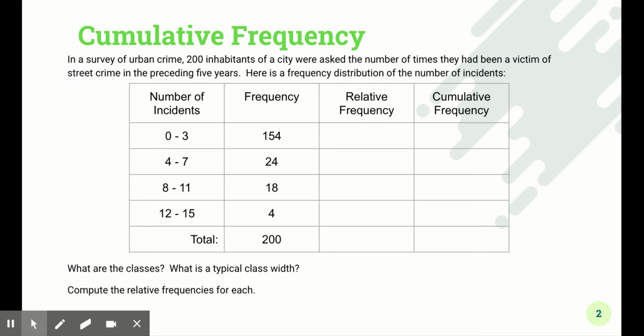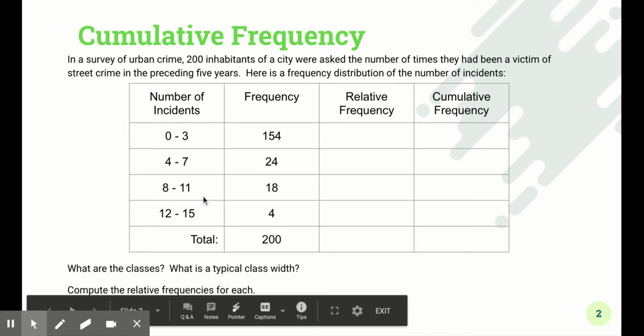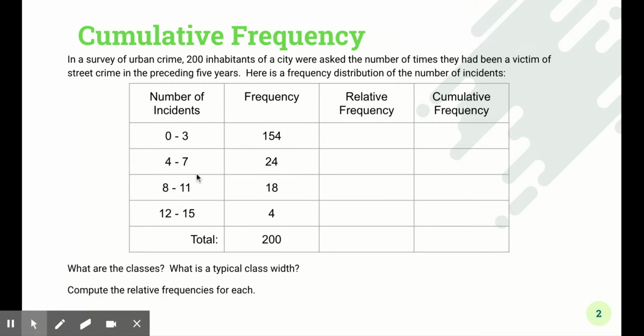What are the classes and what is the typical class width? Then compute the relative frequencies of each. So the classes here are the number of incidences: 0 to 3, 4 to 7, 8 to 11, 12 to 15. The width of each of these classes, also known as bins, is 4.